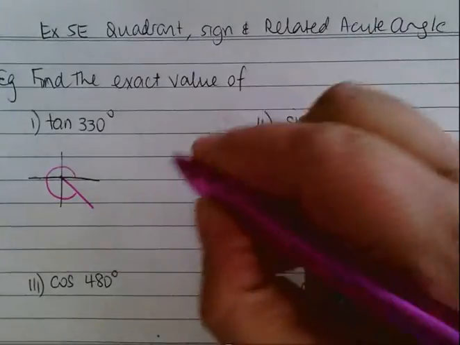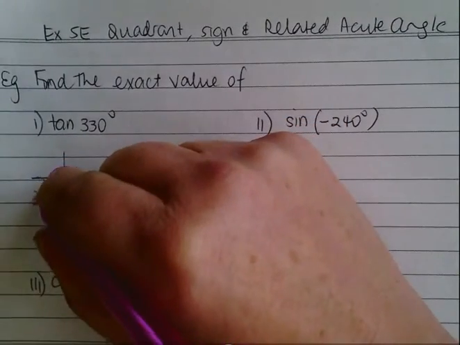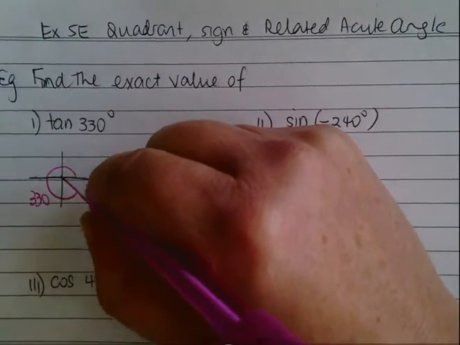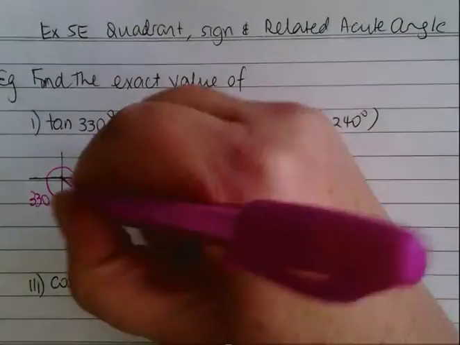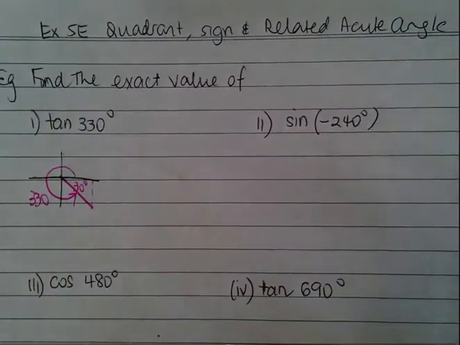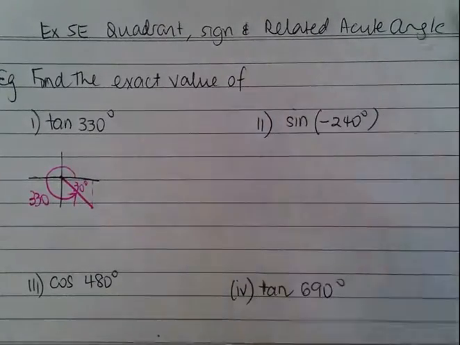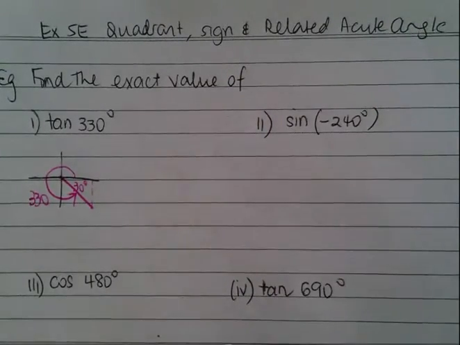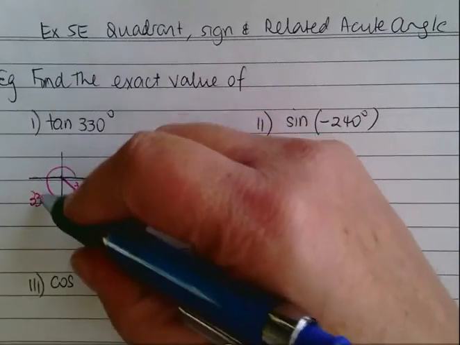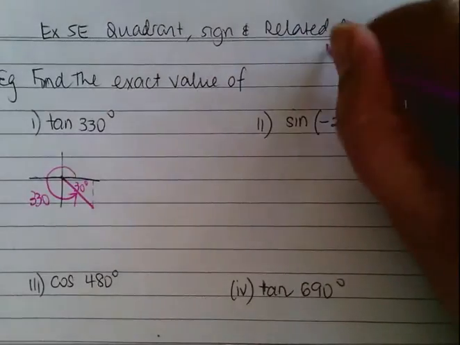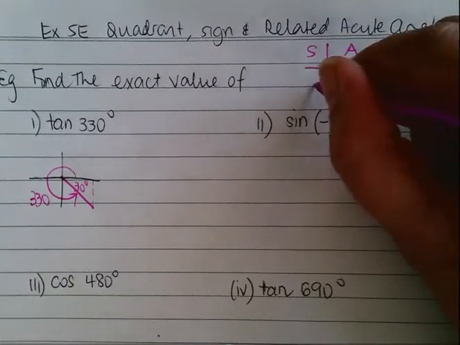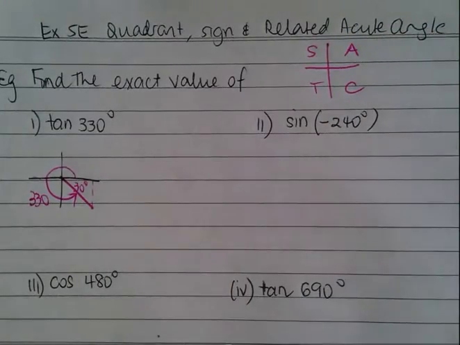But which angle am I interested in? Not that. I'm interested in this 30 degrees there. I'm interested in the related acute angle, the acute angle that sits in that quadrant. So 330 is in quadrant 4. So we've got, as we know, before we start, all stations to central. Okay, we're in quadrant 4, only cos is positive.